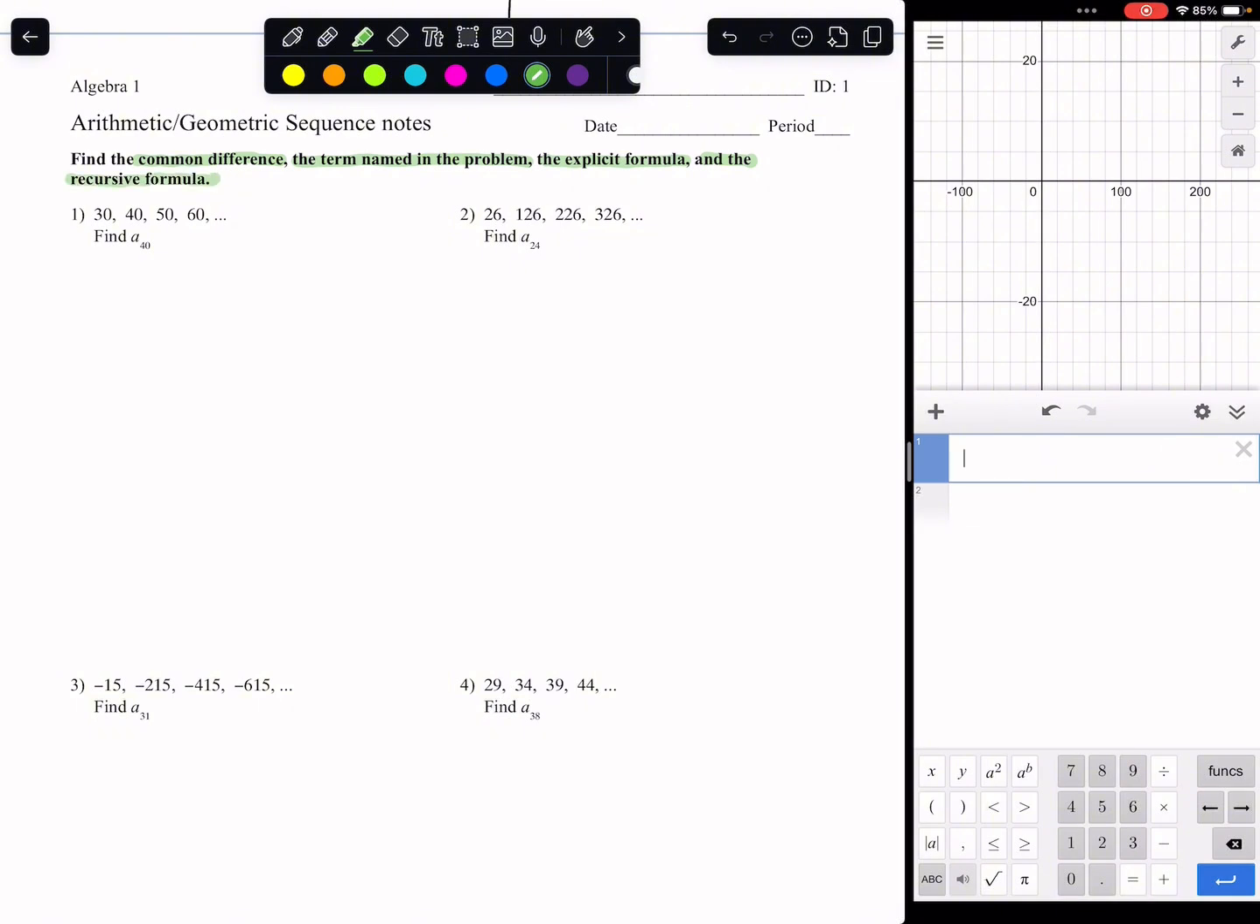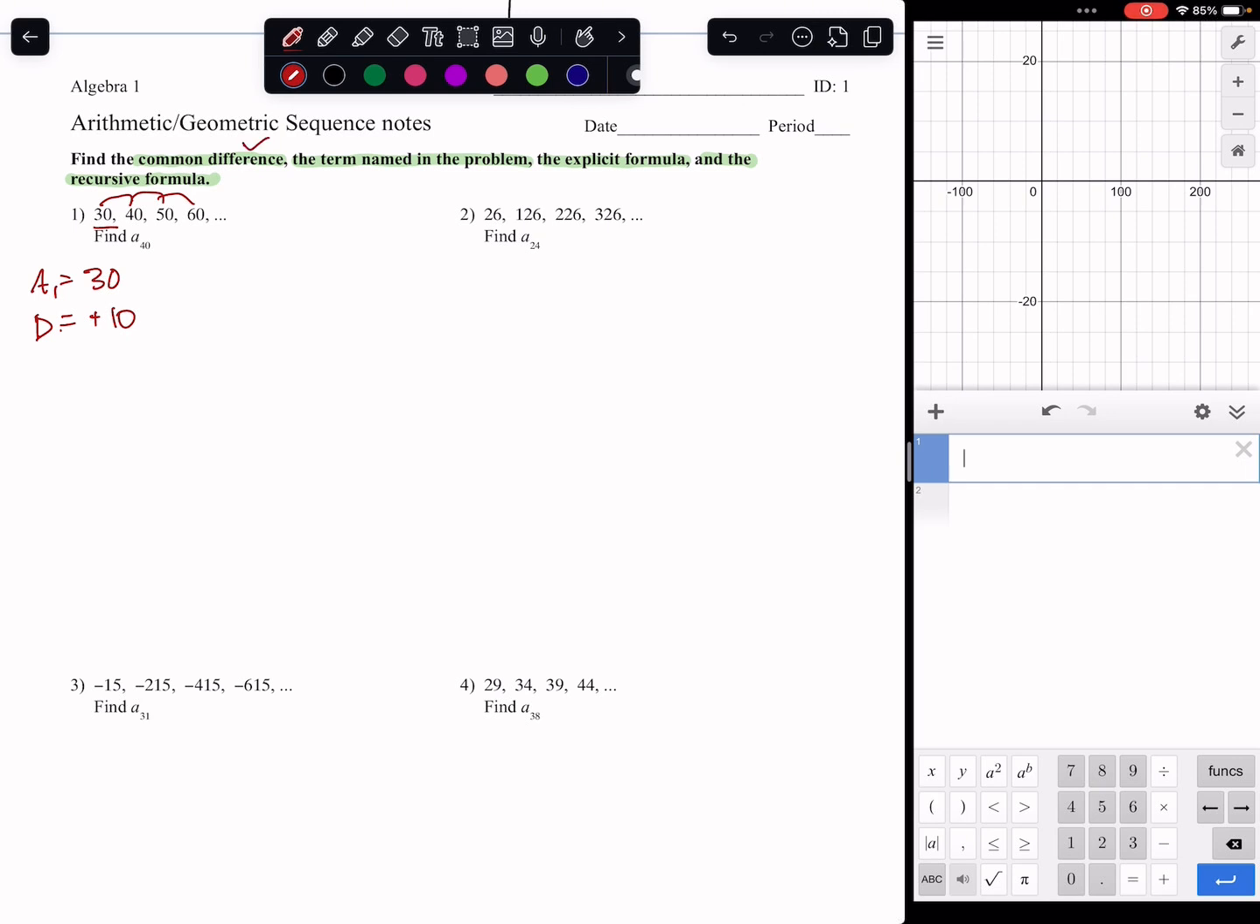Okay, so first things first, let's identify our A1. What is the very first number mentioned? 30. Okay, now my common difference. What am I going to do? What's happening to get to the very next number? And my common difference is a positive 10. Okay, so common difference.